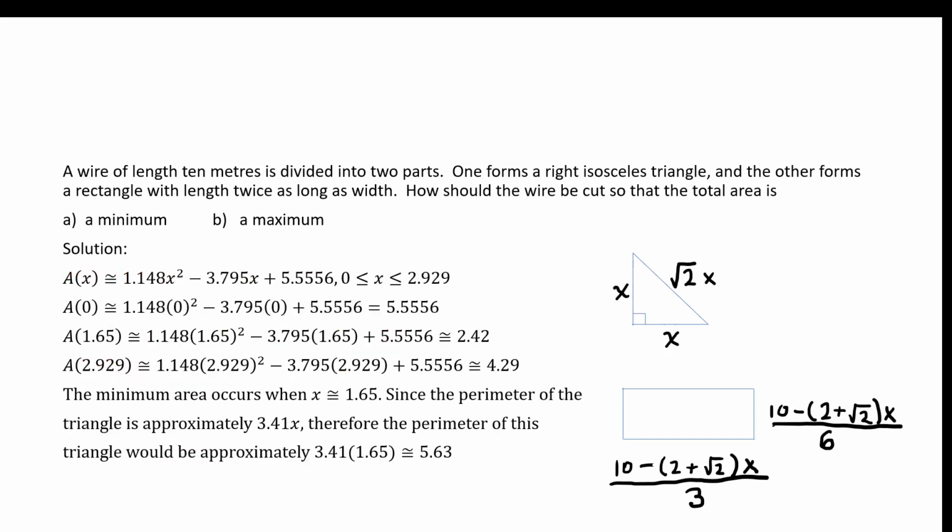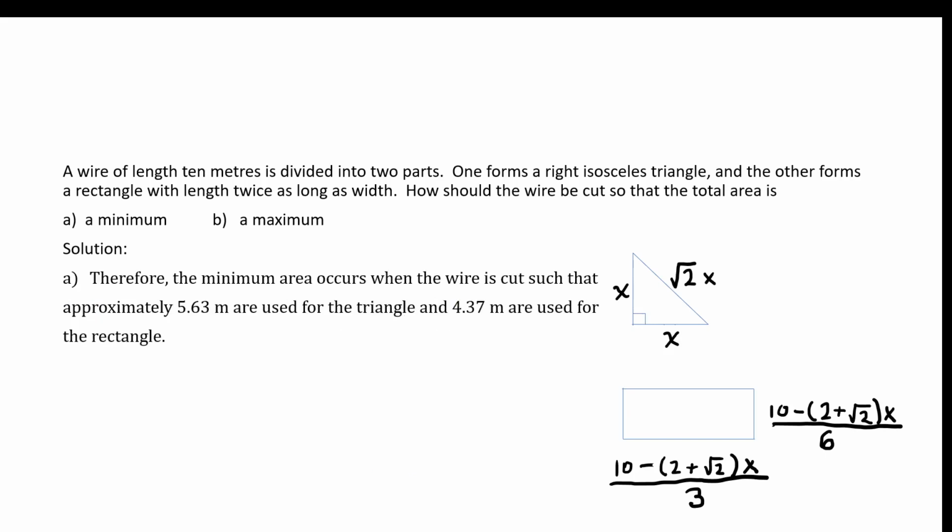And then we could simply figure out what is the area when x is 0, what's the area when x is roughly 1.65, and what's the area overall when x is 2.929, because the 0 and the 2.929, if we're allowed to use rounding, represent the endpoints of the domain. Well, we would say the minimum area occurs when x is roughly 1.65. Since the triangle is approximately 3.41x, because that's what 2 plus root 2 roughly equals, then the perimeter of the triangle would be roughly 5.63 to minimize the overall area, and the rest of it, 4.37, would be used for the rectangle.